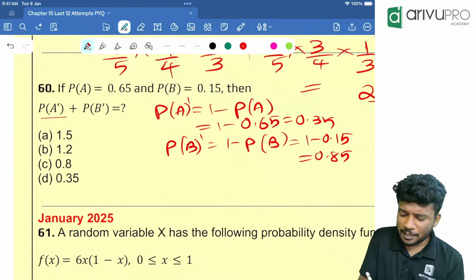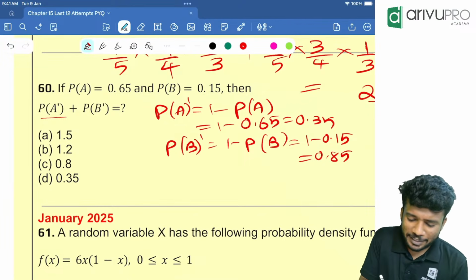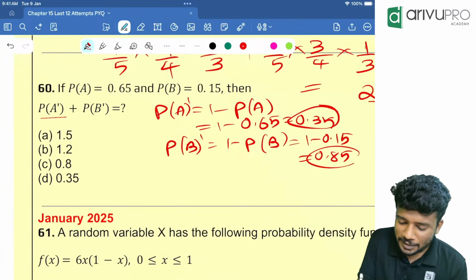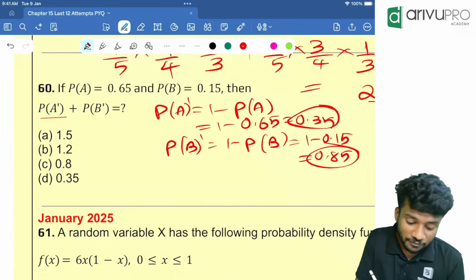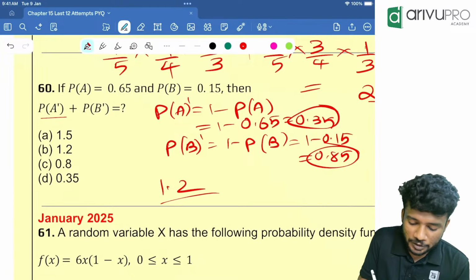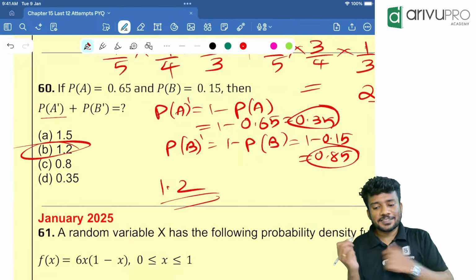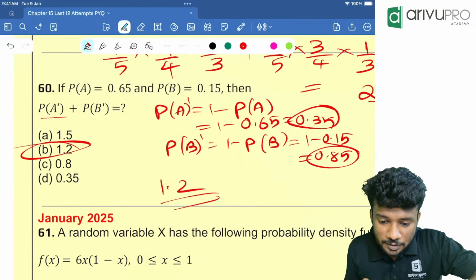Now you just add both and get me the answer. P of A complement plus P of B complement is 0.35 plus 0.85. That is nothing but 1.2. Option B is your answer. Got the point? Yes.